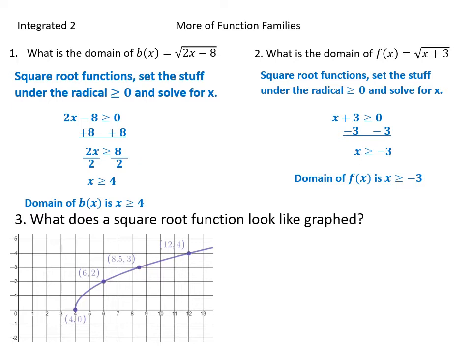Plug in 6. 2 times 6 is 12. 12 minus 8 is 4. Square root of 4 is 2. That's where we get the second point. The third one, I did a little bit different. I did 8.5, because if I take 8.5 times 2, well, 8 times 2 is 16. Half of 2 is 1, so that's 17. 17 minus 8 is 9. Square root of 9 is 3.